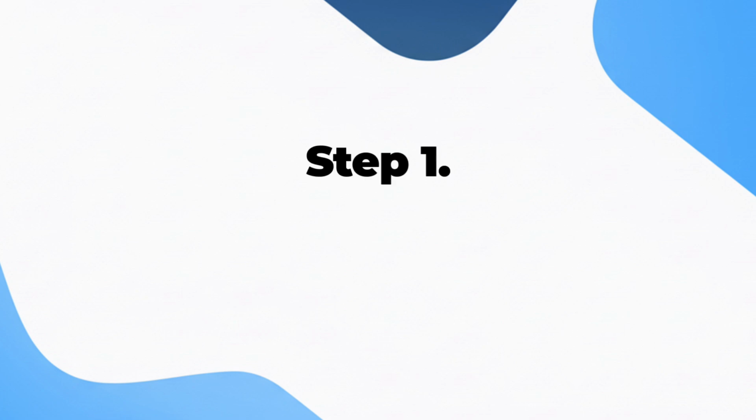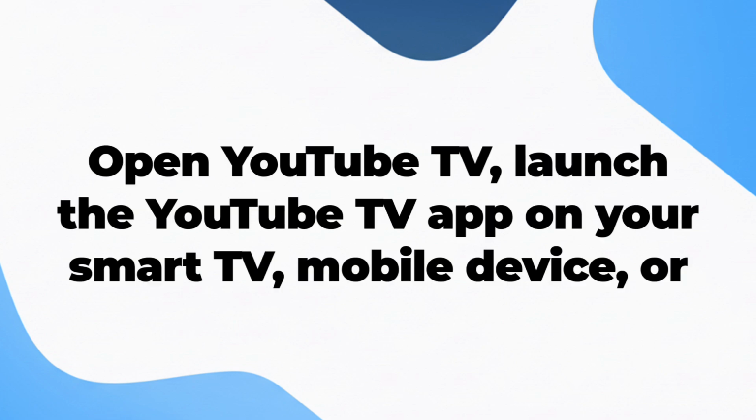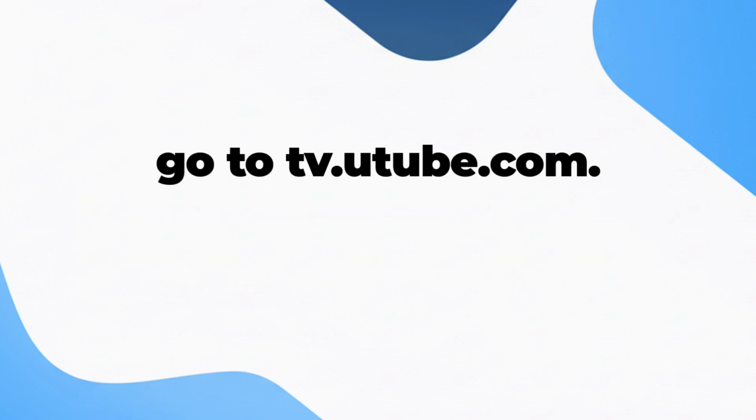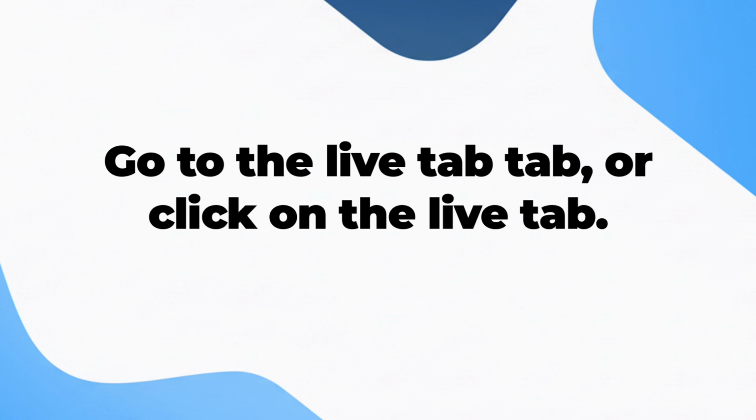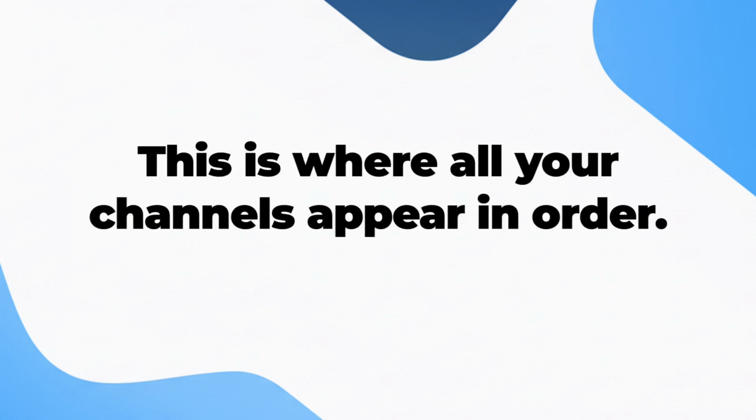Step 1. Open YouTube TV. Launch the YouTube TV app on your smart TV, mobile device, or go to tv.youtube.com. Step 2. Go to the Live tab. This is where all your channels appear in order.